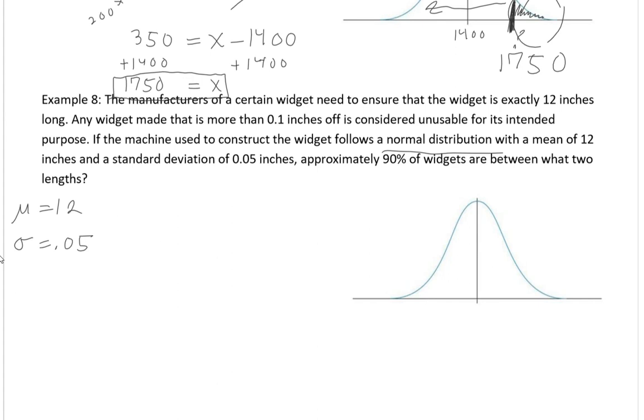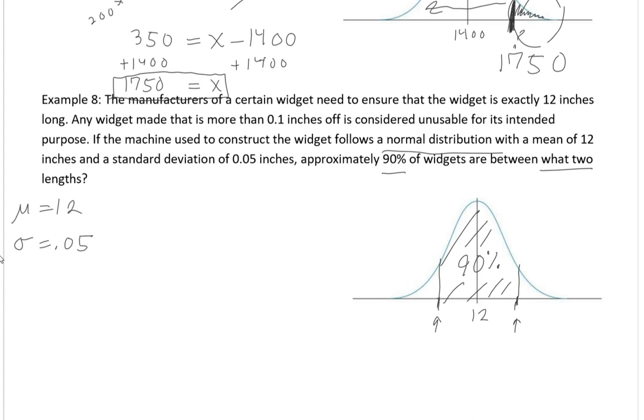All right, so we have a mean of 12 here, and we want 90% to be between what two lengths? So if I just try to arbitrarily put values here, I want a value down here and a value up here such that this represents 90% of the data. So the middle 90%. That means I'm looking for two different z-scores, or values really, a value down here below 12 and a value up here above 12.